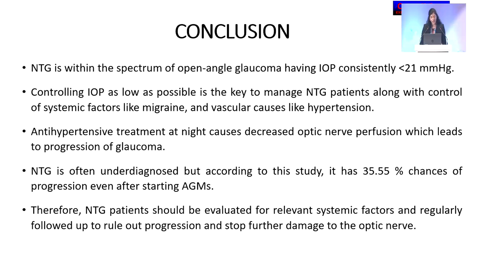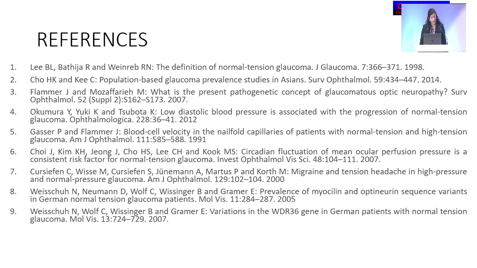Normal tension glaucoma is often underdiagnosed, but according to this study, it has 35.55% chances of progression even after starting the anti-glaucoma medications. Therefore, normal tension glaucoma patients should be evaluated for relevant systemic factors and regularly followed up to rule out progression and stop further damage to the optic nerve. Thank you.